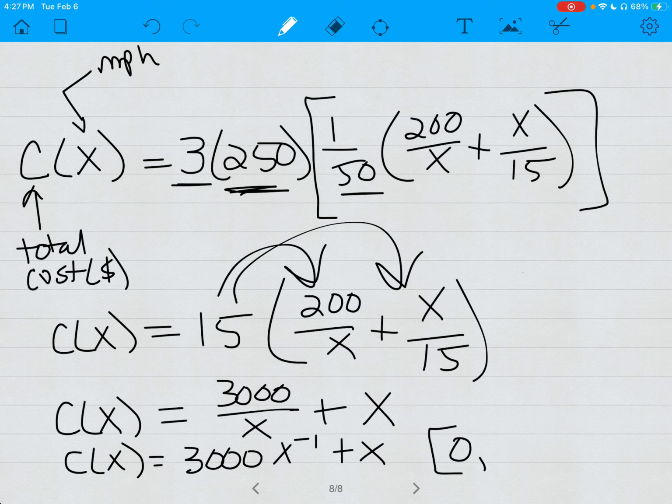Oh, sorry. Actually, no, we can't include that. I was just thinking theoretically, but you'll notice if we actually tried to put 0 in, we'd have 3,000 over 0 as our first term. So in fact, we are looking at an open interval starting at 0.